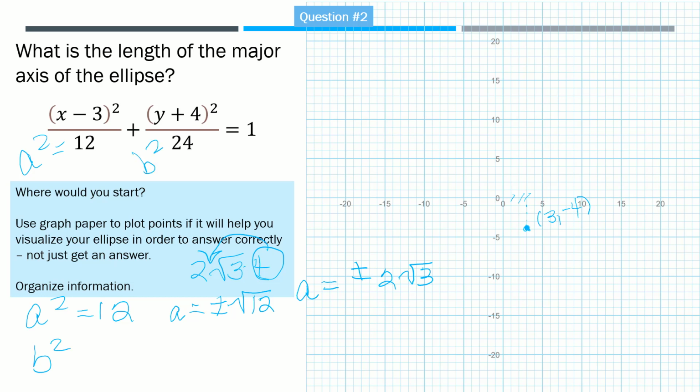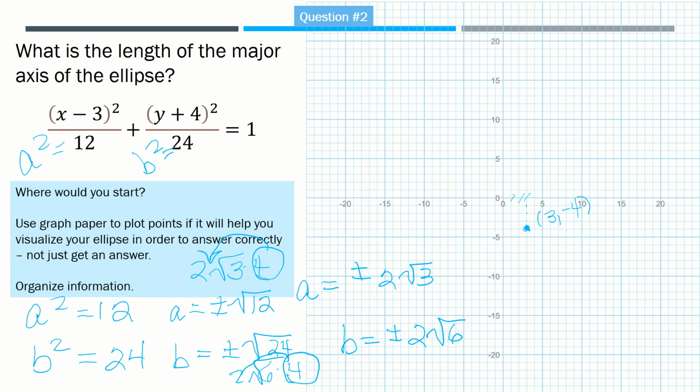Okay, b squared is equal to 24. We'll do the same thing. We'll take the square root of both sides. So b is equal to positive or negative square root of 24. We can factor 24 into 6 times 4. And again, 4 is a perfect square. It's 2 times 2. Take that 2 out from underneath the radical. So b is equal to positive or negative 2 square roots of 6.